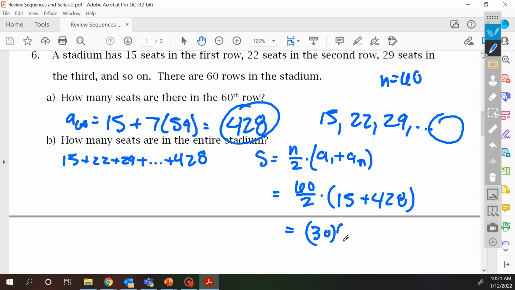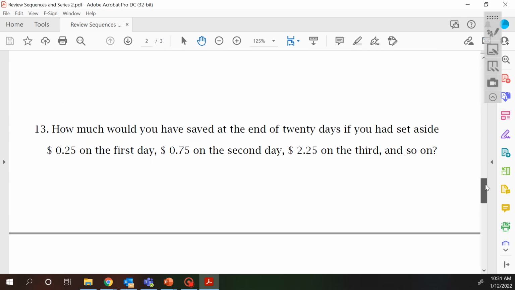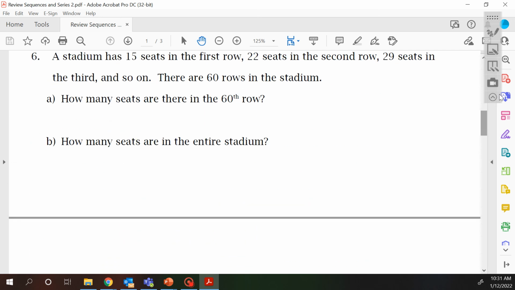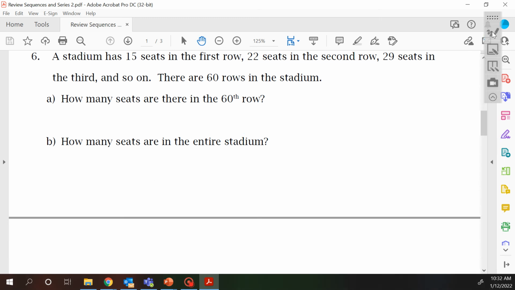Okay, so 60 over 2, that's 30. 15 plus 428 is 443. So we're looking at 30 times 443. 13,290 seats in the entire stadium. Check our answer, because yeah, 13,290. Fantastic. Wonderful. 13,290 seats in the entire stadium. Okay, that didn't make it much better at all. There we go. All right, so we just did a series. We added all of the seats together.